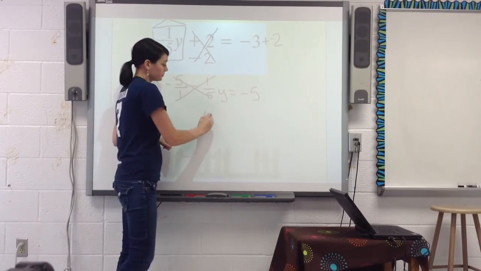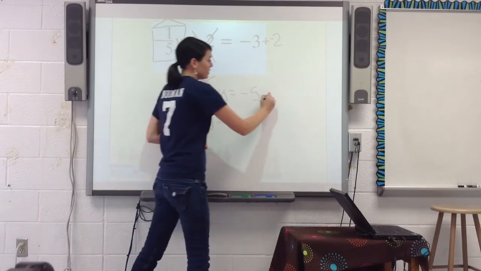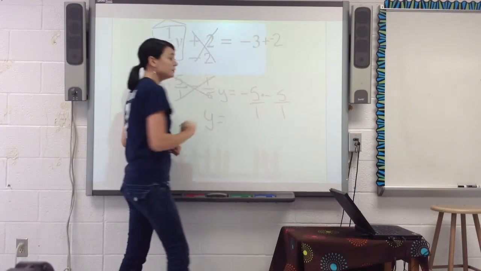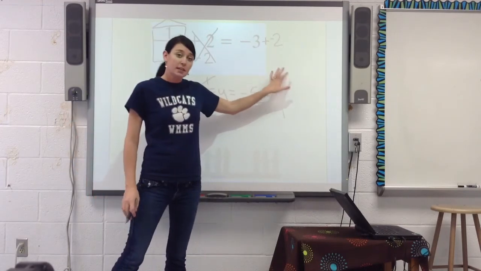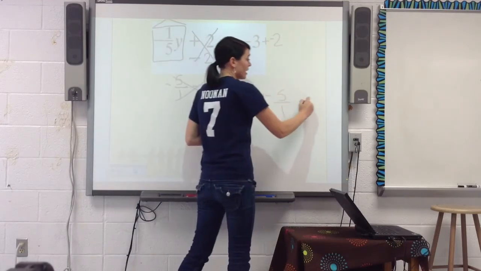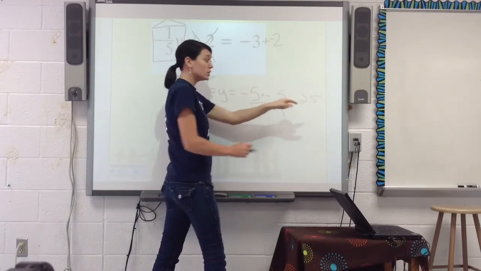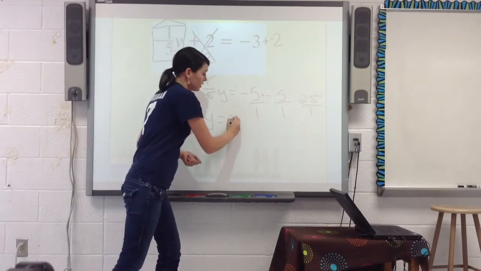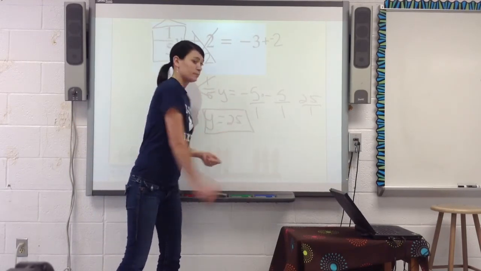Show me that. If I do it on this side, I also have to do it on this side. Make it over 1. A negative times a negative gives us a positive, and 5 times 5 is 25. 1 times 1 is just 1. And then 25 divided by 1 is just 25. Okay?